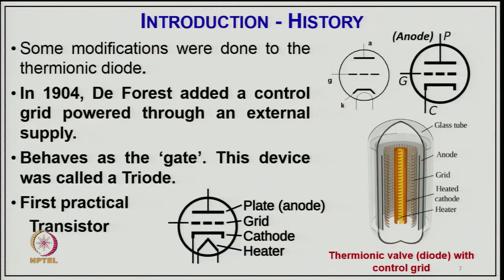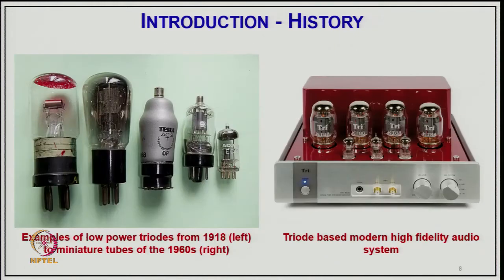Later on, some modifications were made to the thermionic diode. In 1906, De Forest added a control grid powered through an external supply that behaves as a gate, as you can see in the symbol here, and this device was called a triode. It was the first equivalent of the device we call the transistor, and you are able to control the flow of current from anode to cathode, as you can see in the symbol as well as the structure.